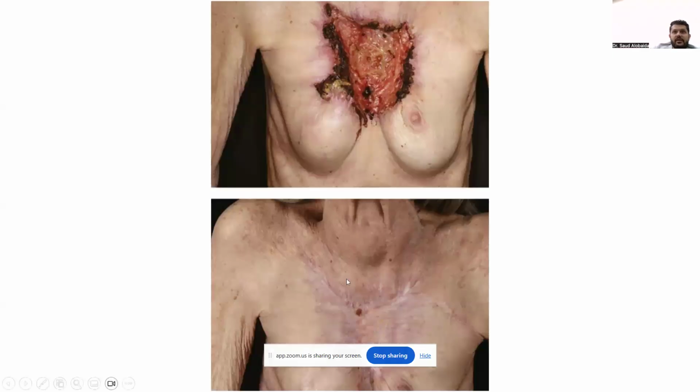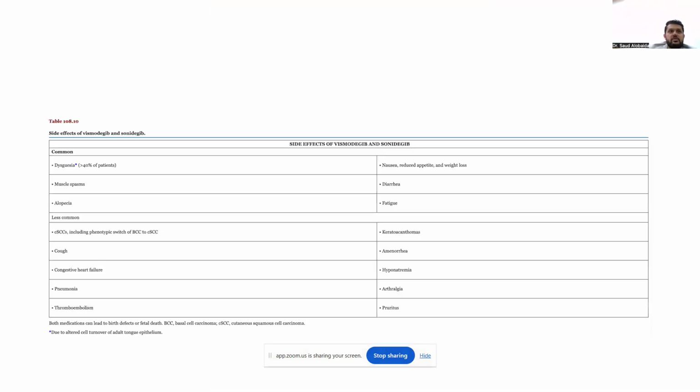And this is an example of how vismodegib could give you excellent results. And it's considered palliative. I mean, hopefully this is cured, but you can see almost the ribs are exposed. So side effects of vismodegib overall, what I remember, the worst is dysgeusia, muscle cramps. I remember a patient said the cramps are so severe that he cannot sleep at night. And other things, alopecia, diarrhea, fatigue, and all other. And you can see switch of BCC to SCC. It's a phenotype switching. And that's where I entertain the idea of basosquamous.